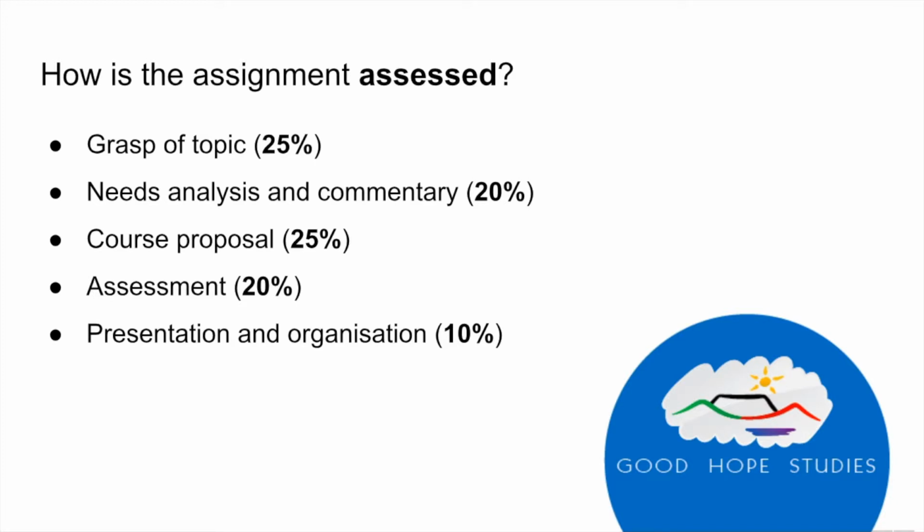10% of your marks goes to presentation and organization, so this includes showing that you can write in an academic style, using academic language and appropriate referencing techniques. It also goes towards the presentation, the coherence and organization of your assignment, and how clearly you present your arguments and the quality of your ideas.